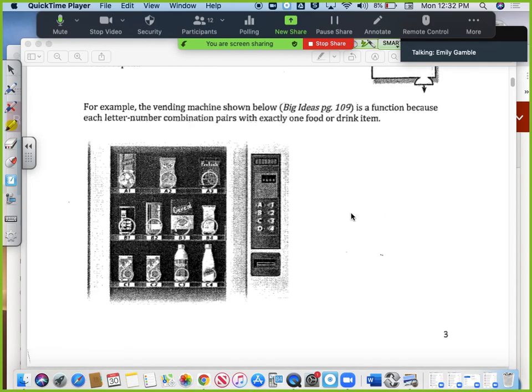Here's a real-life example of a vending machine. We can see here that this is a function because each letter and number combination is paired with exactly one food or drink item. So A1 is only with this specific item. A2 is only with this specific item. If you ever repeat the same x value, then you would be considered not a function.